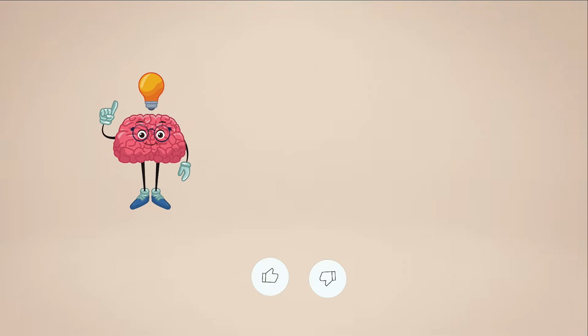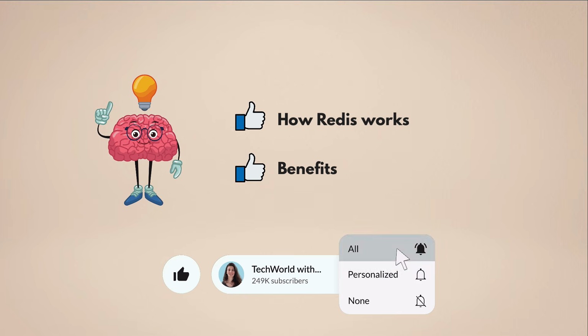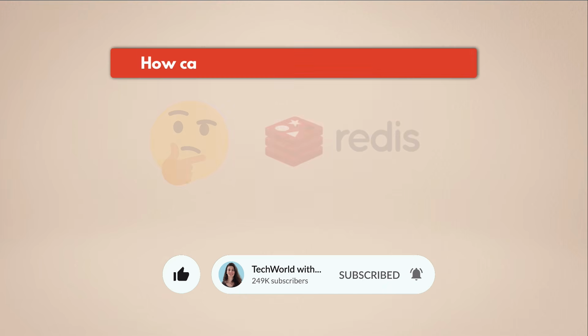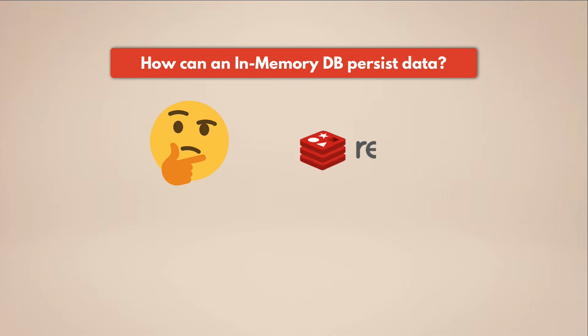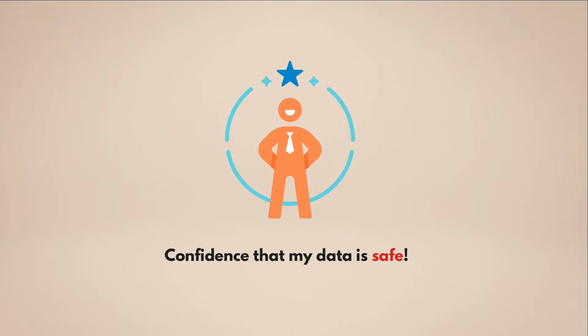Okay, great. So we understood how Redis works and all its benefits, but at this point you may be wondering, how can an in-memory database persist data? Because if the Redis process or the server on which Redis is running fails, all the data in memory is gone, right? And if I lose the data, how can I recover it? So basically, how can I be confident that my data is safe?